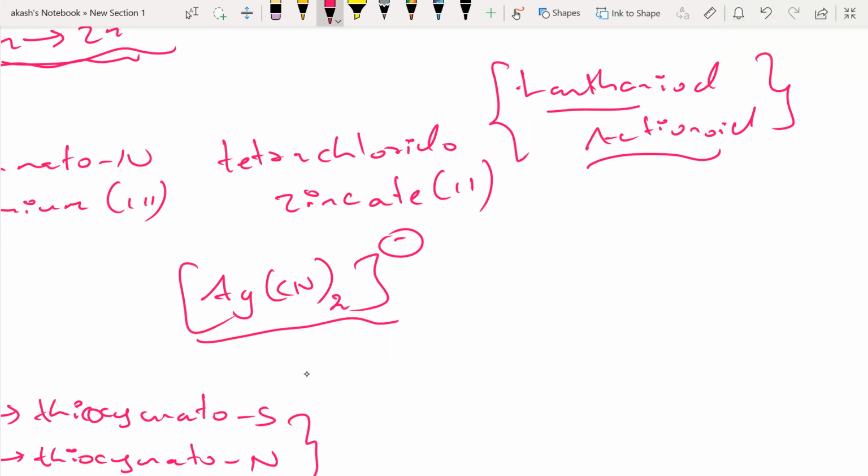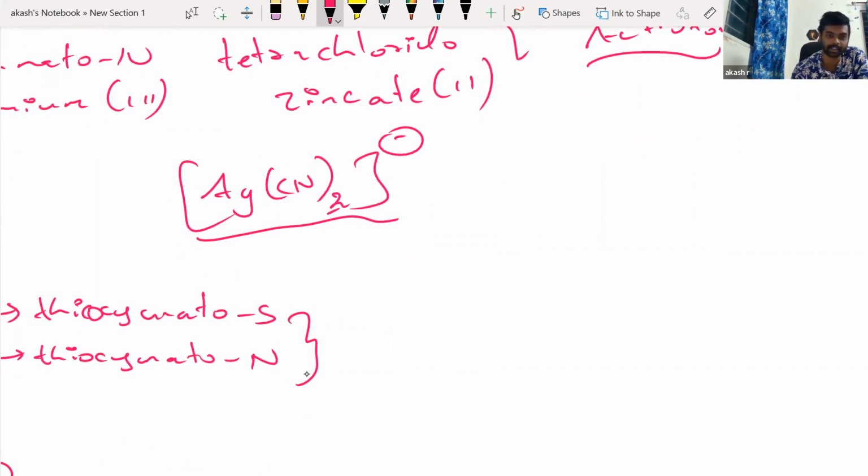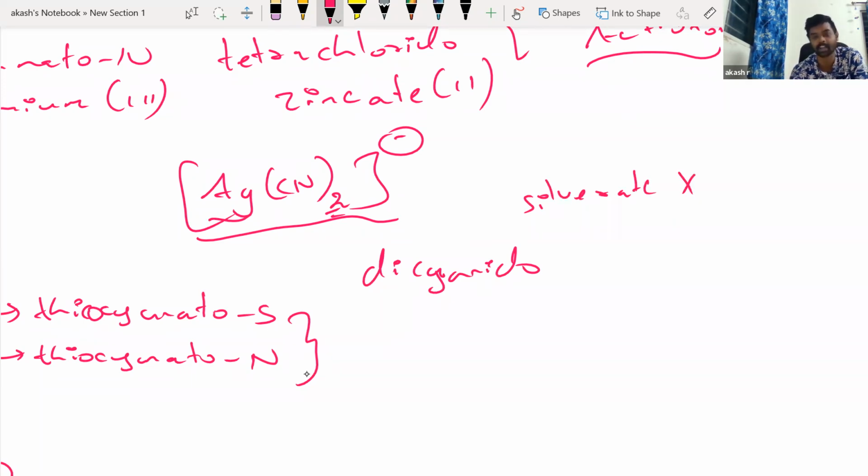Okay. So for the question, is the answer dicyanoargentate twice? Yes, that's correct. This is absolutely right. We have to write the ligand first, that is dicyanido or dicyano, however you want to write. Then for Ag, if you write silverate, that is absolutely wrong. It's like iron, you cannot write ironate. What you write is ferrate.